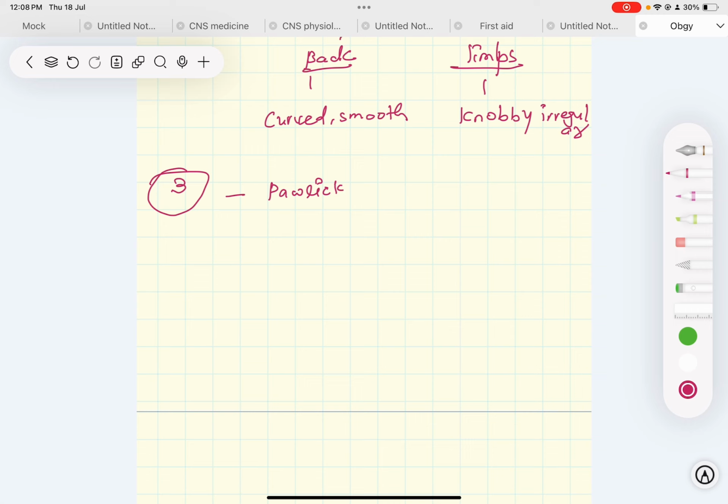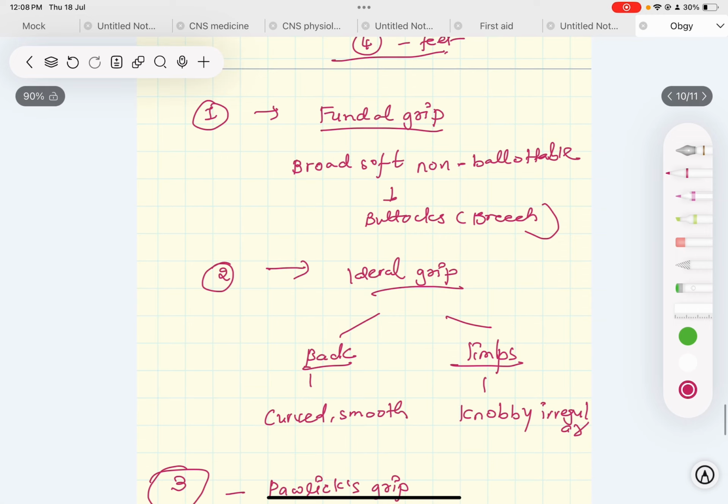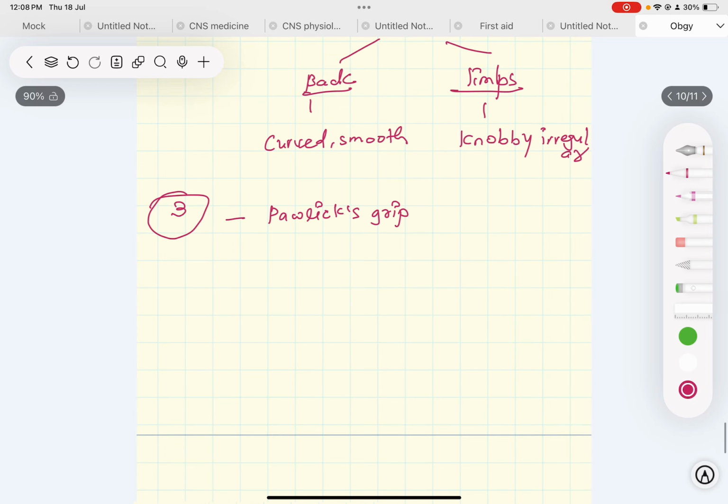Now Leopold 3, that is the pelvic grip. So with the bilateral and fundal grips, we can now very well know the position of the fetus in the uterus, that is, if it is a transverse lie or longitudinal lie, and in the longitudinal lie also we can see if it is a cephalic presentation or breech presentation.